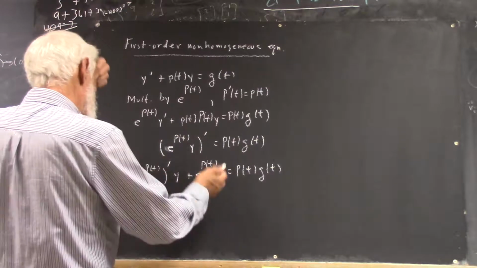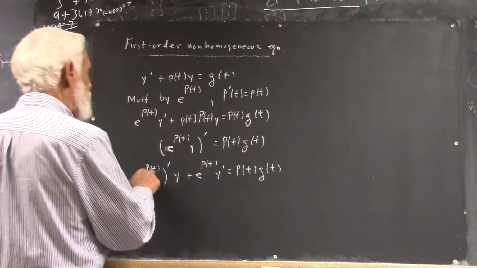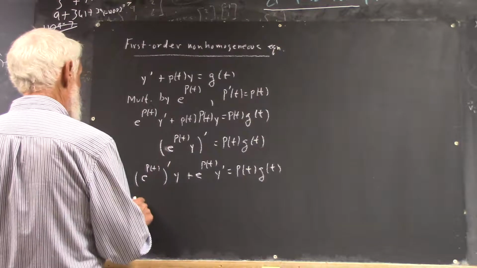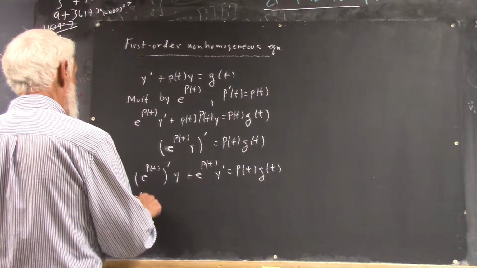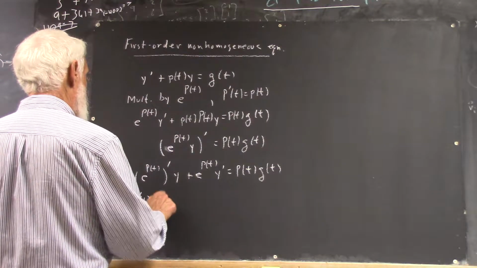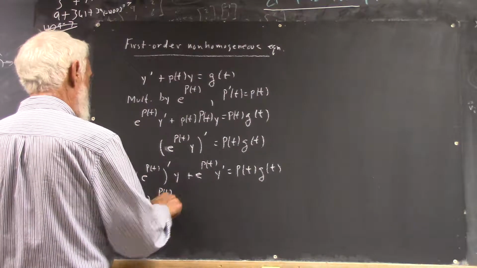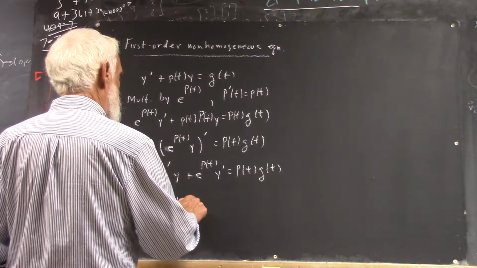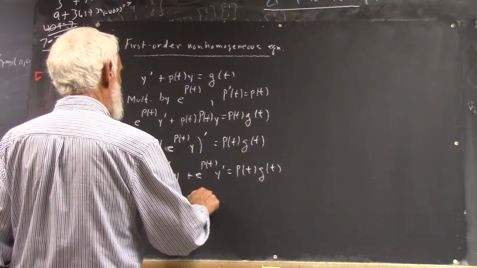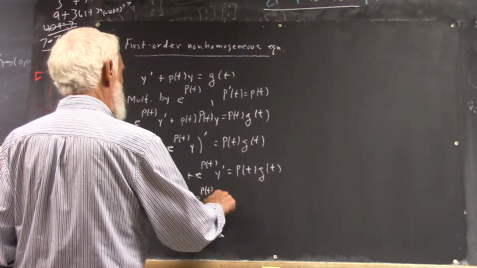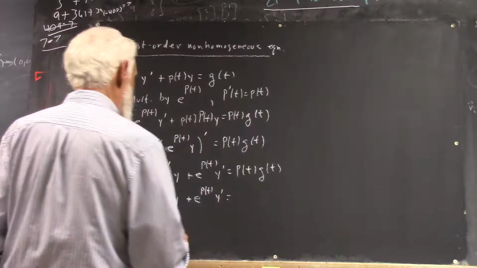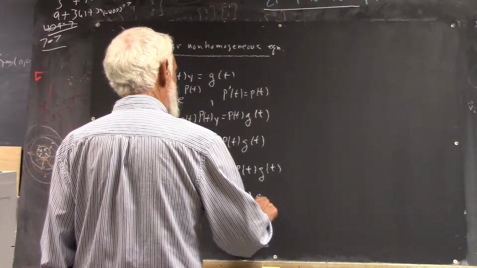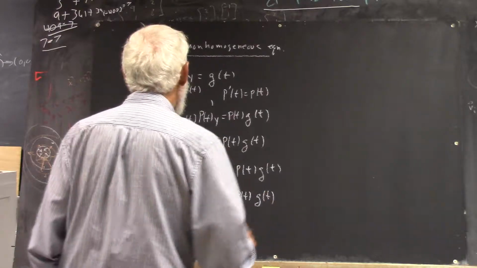That reinforces it, etc. Well, what's e to the P of t prime? E to the P of t is a composite function, so the derivative is p prime of t times e to the P of t, where this is capital P times y, plus e to the capital P of t times y prime, equals capital P of t times g of t.